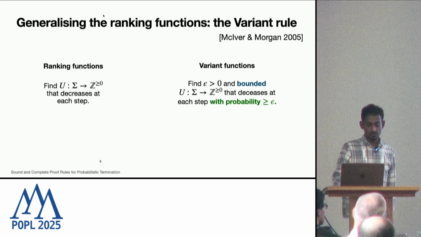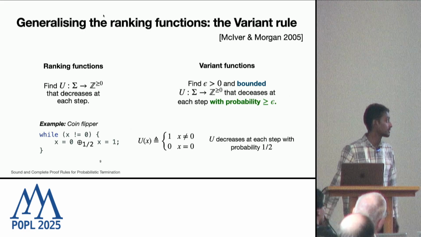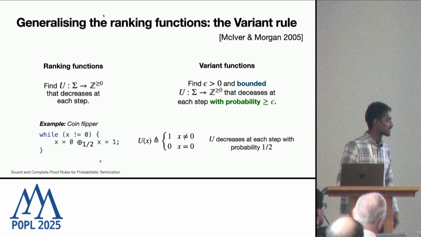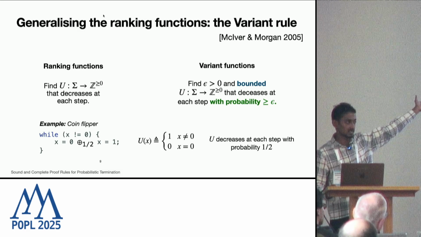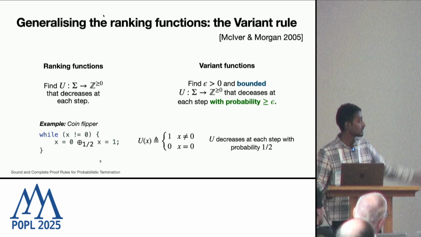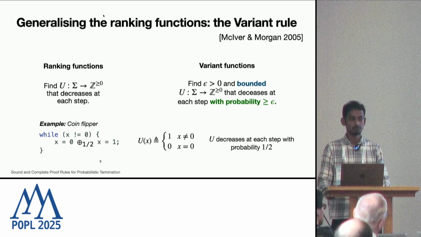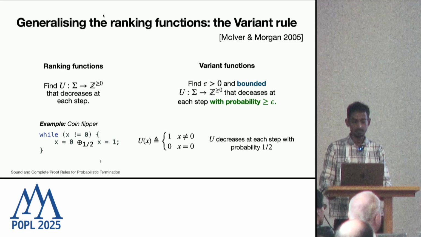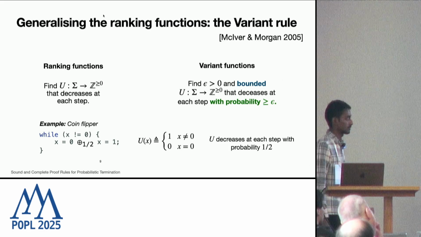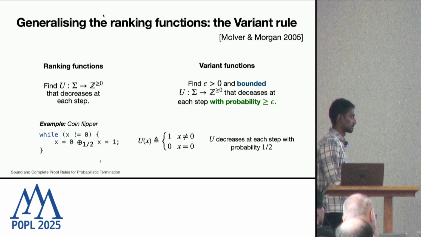This is the variant rule, and you can see its operation in the coin flipper. As long as you have just the function u that is 1 when the coin lands heads and 0 when the coin lands tails, this function will decrease by 1 with probability at least half at each step. All right, and this function over here certifies the termination of the coin flipper.